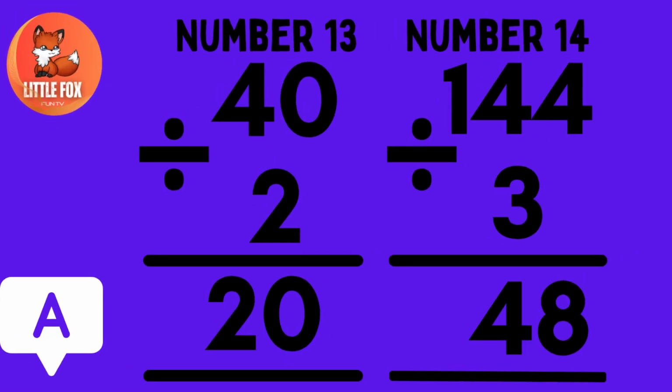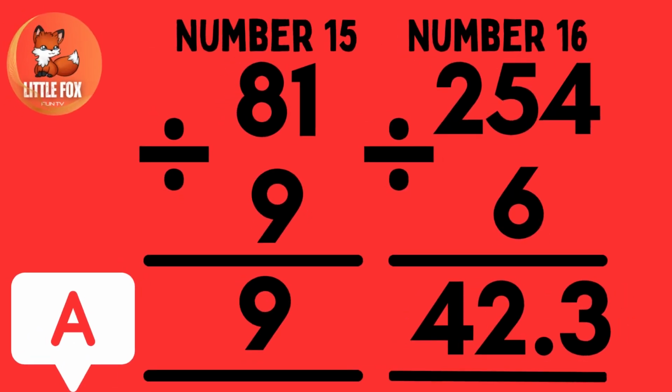Number 13. 40 divided by 2 is equal to 20. Number 14. 144 divided by 3 is equal to 48. Number 15. 81 divided by 9 is equal to 9.